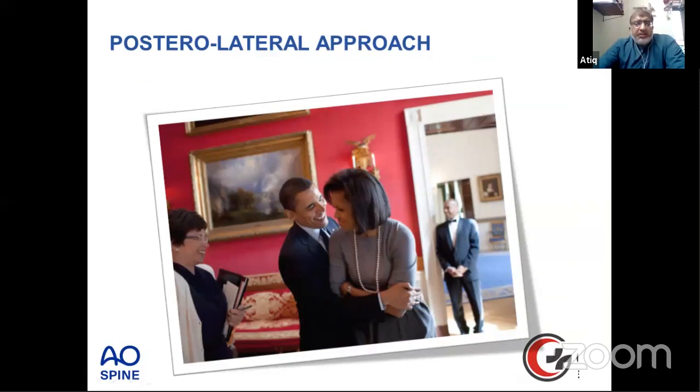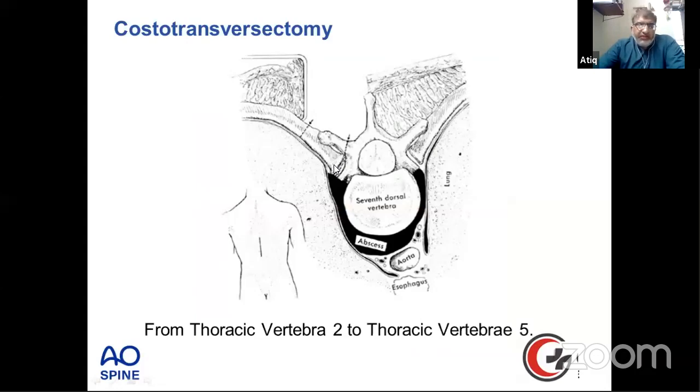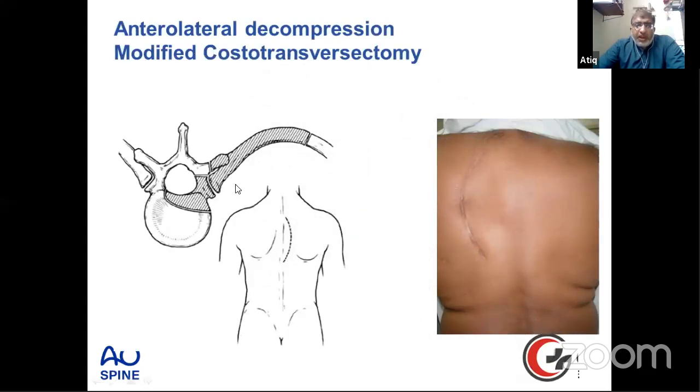Then we have a posterolateral approach. In the posterolateral approach, usually from D2 to D5 is the area where it is difficult to go from the anterior approach. So we go by doing the costotransversectomy, and this is also basically going anteriorly, but we are taking a little bit off-center approach and removing the bone and then reaching anteriorly. And if we remove part of the ribs, then it is the modified costotransversectomy.